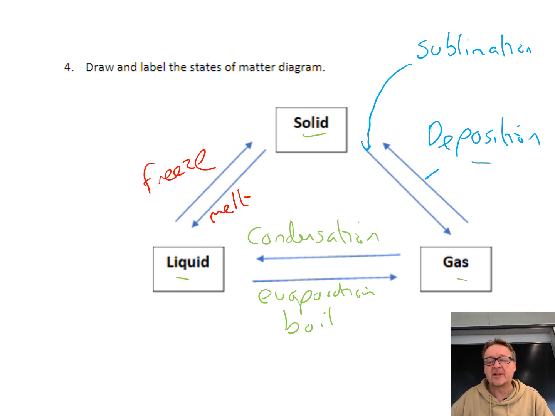A good example of that is dry ice, which is carbon dioxide. Well, no, the sublimation is. So you've got dry ice as a solid, and if you leave it there, it misses out the liquid phase and goes straight to gas, which is sublimation.